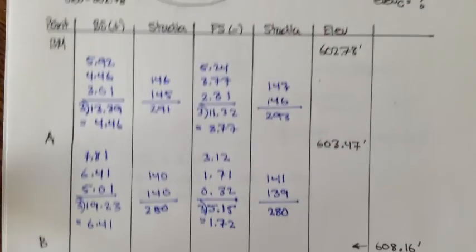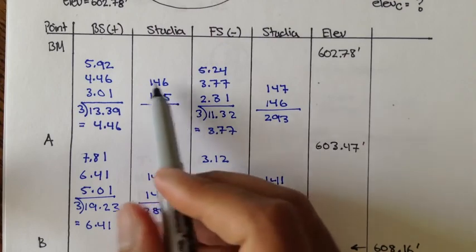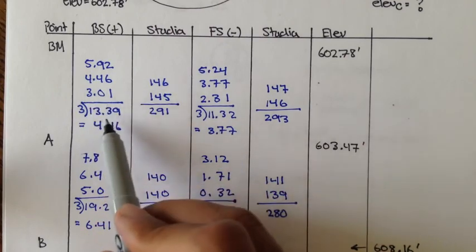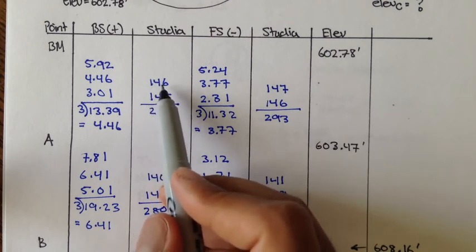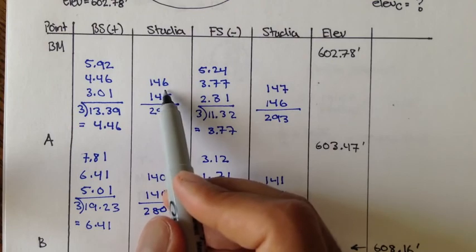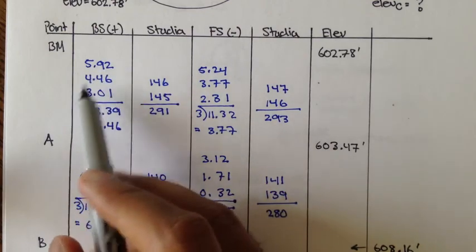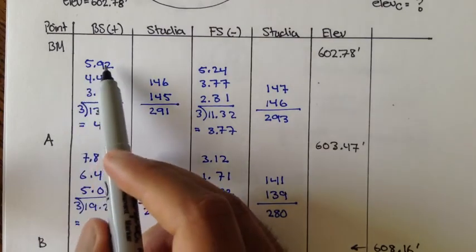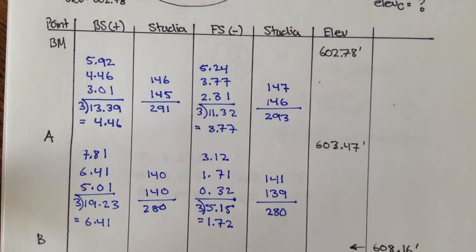Now, just remember to always check the stadia intervals before averaging these numbers. If your stadia interval came out to be significantly different, your half stadias, you may want to go back and remeasure or resight whatever point you were sighting and take the measurements again. Okay? So that was an example using three-wire leveling.